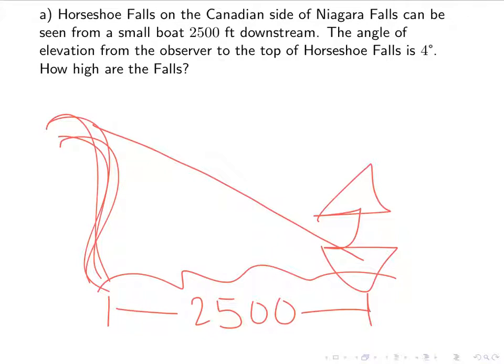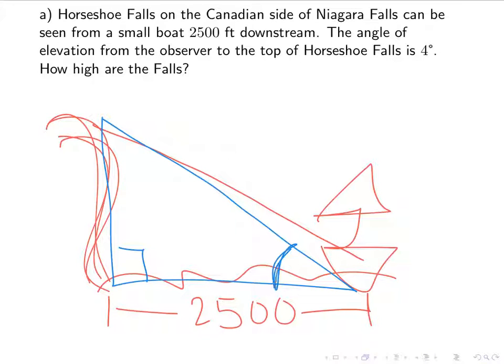Now again, angle of elevation means I have to start at a horizontal. Hopefully we can see our right angle in here. I'm going to draw it again in blue. So we have our right angle. Our angle of elevation has to be this angle. Again, it's the angle that starts on the horizontal. So that is 4 degrees. We want to find how tall the falls are, so that's going to be our vertical leg. I'm going to call it H for height. It doesn't matter what you call it.